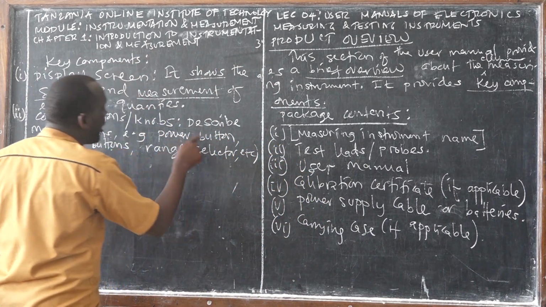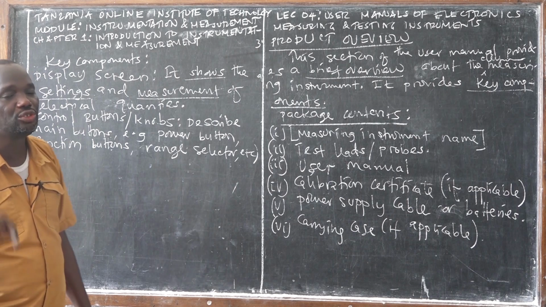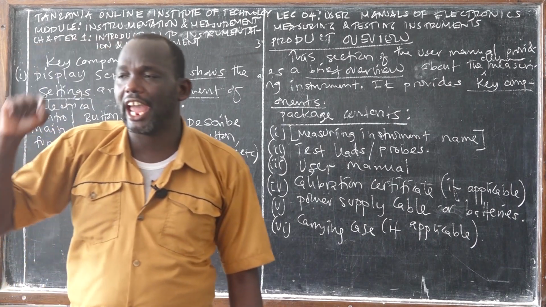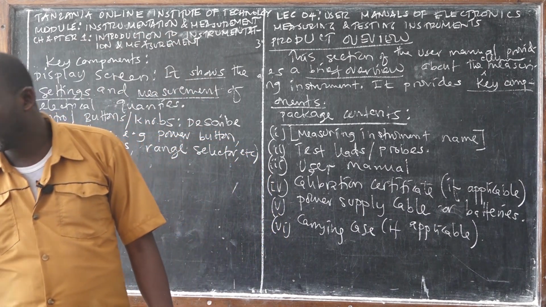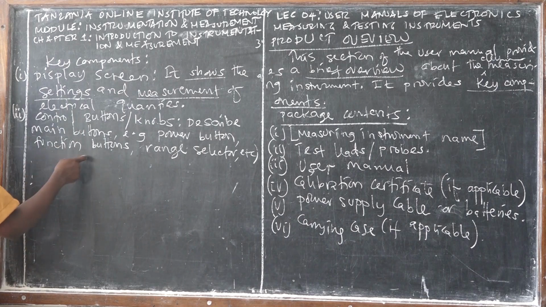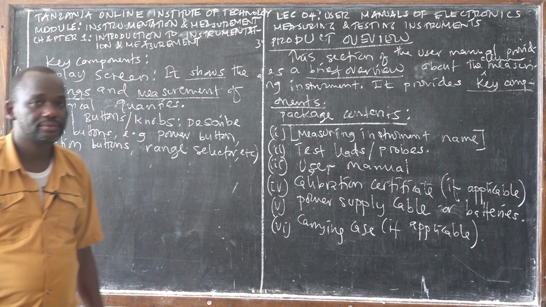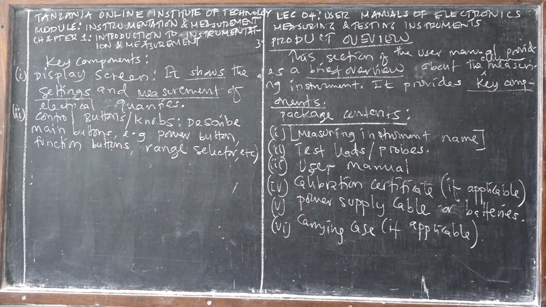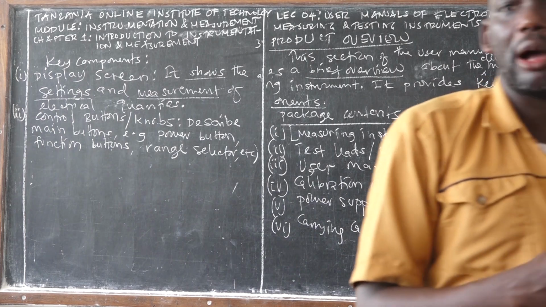Control buttons or power buttons, this is the button we are using to turn on the electronic measuring and testing instrument. Okay? Then we have another one, say function buttons. For instance, this digital multimeter does not have the power button.